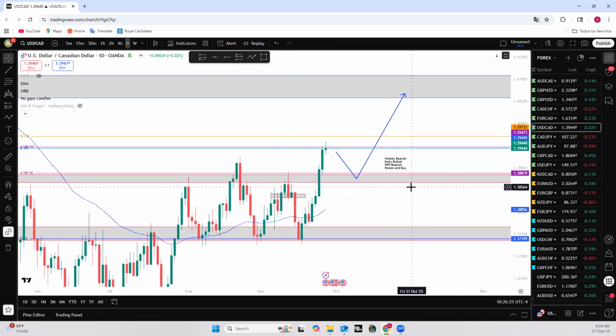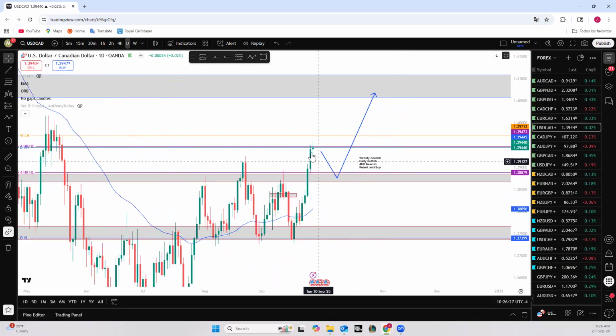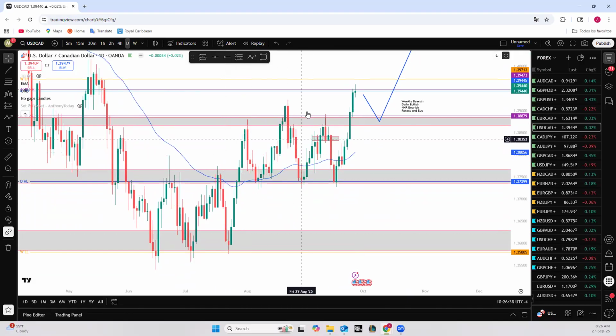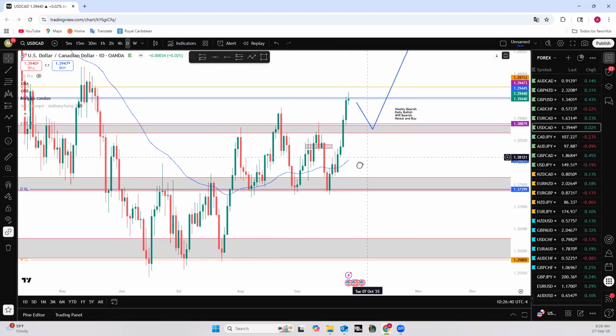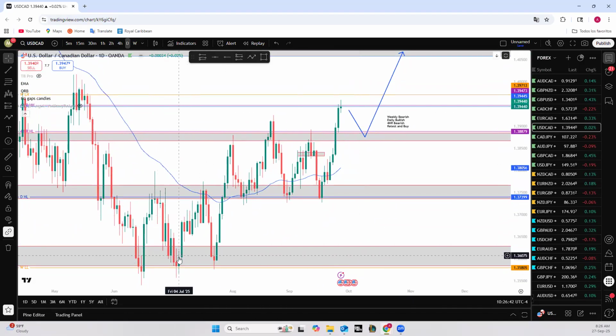USD CAD. This one, I think if it comes back, retest, then buy. Weekly is bearish, but daily is printing new highs for a long time. So it just goes up, I almost see. Marco goes too, bearish.